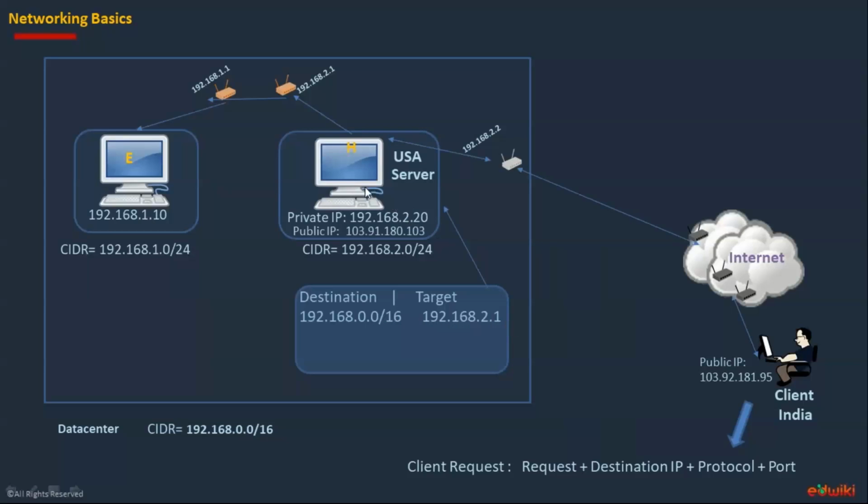Now tell me guys, if the H machine wants to connect with the E machine, IP is 192.168.1.0, right? Sorry, 1.10, right? So when the H machine is trying to connect to the E machine IP address, first it will check the table. Is this IP falling into any network? If yes, I'll use this. Tell me guys, do you think the 192.168.1.10 IP is falling into the 192.168.0.0/16 range?